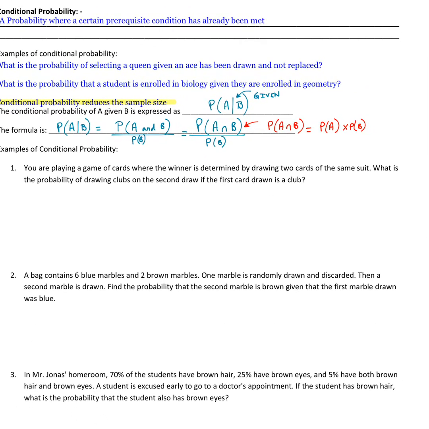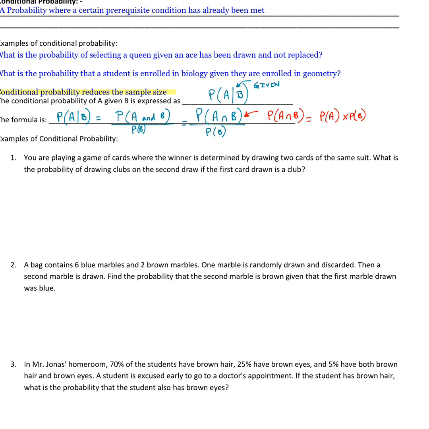So let's do a couple examples. You're playing a game of cards where the winner is determined by drawing two cards of the same suit. What is the probability of drawing clubs on the second draw if the first draw is a club? Okay, so we want probability of club given we've already pulled club.